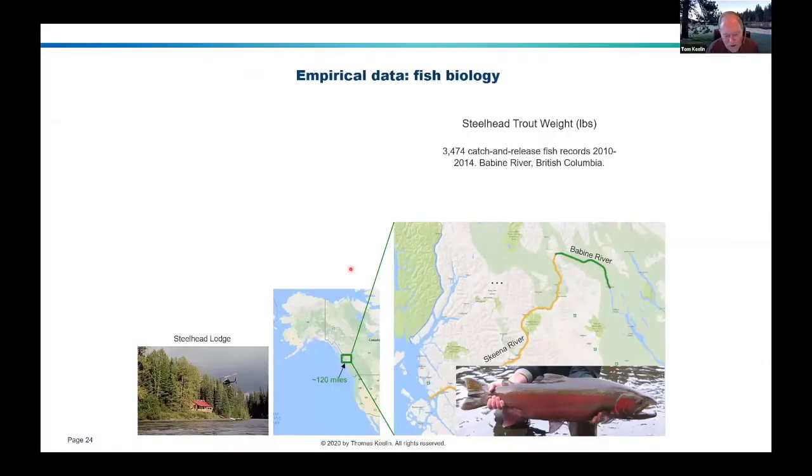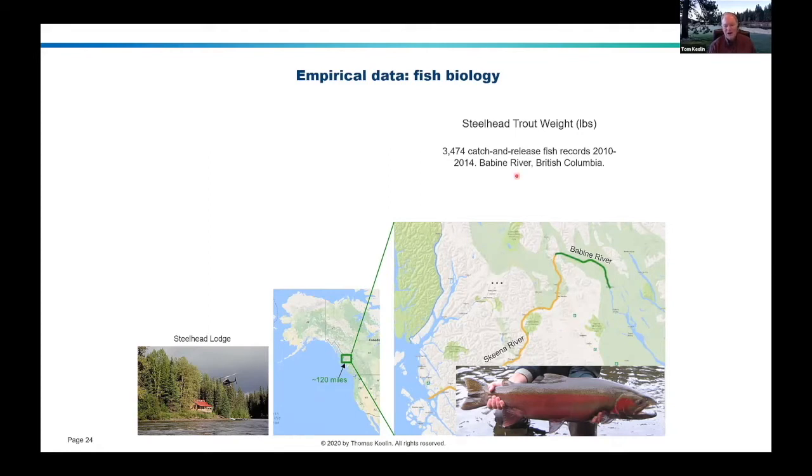Let's talk about empirical data, because that's what we have lots of. I'm a fly fisherman, I self-confess. I took it up about 30 years ago and have really enjoyed going to many different beautiful places in the world, catching and releasing beautiful fish like this large male steelhead you can see here in spawning colors. This one's from the Babine River in northern British Columbia.